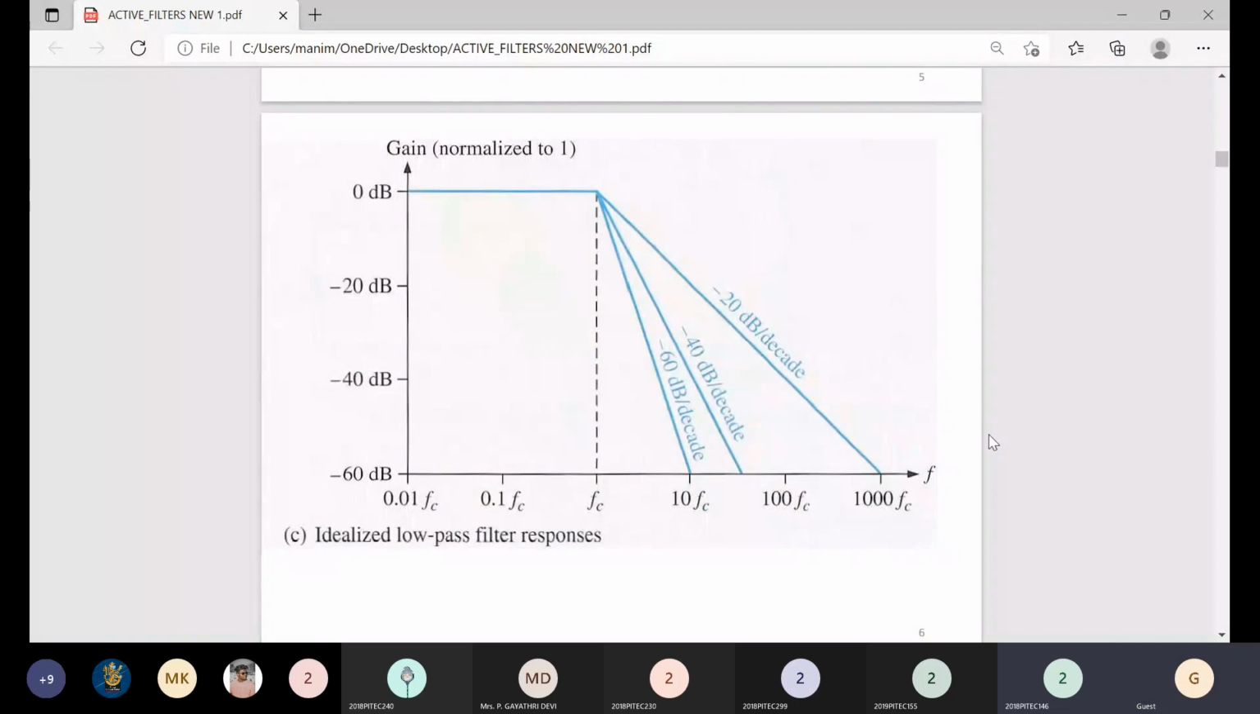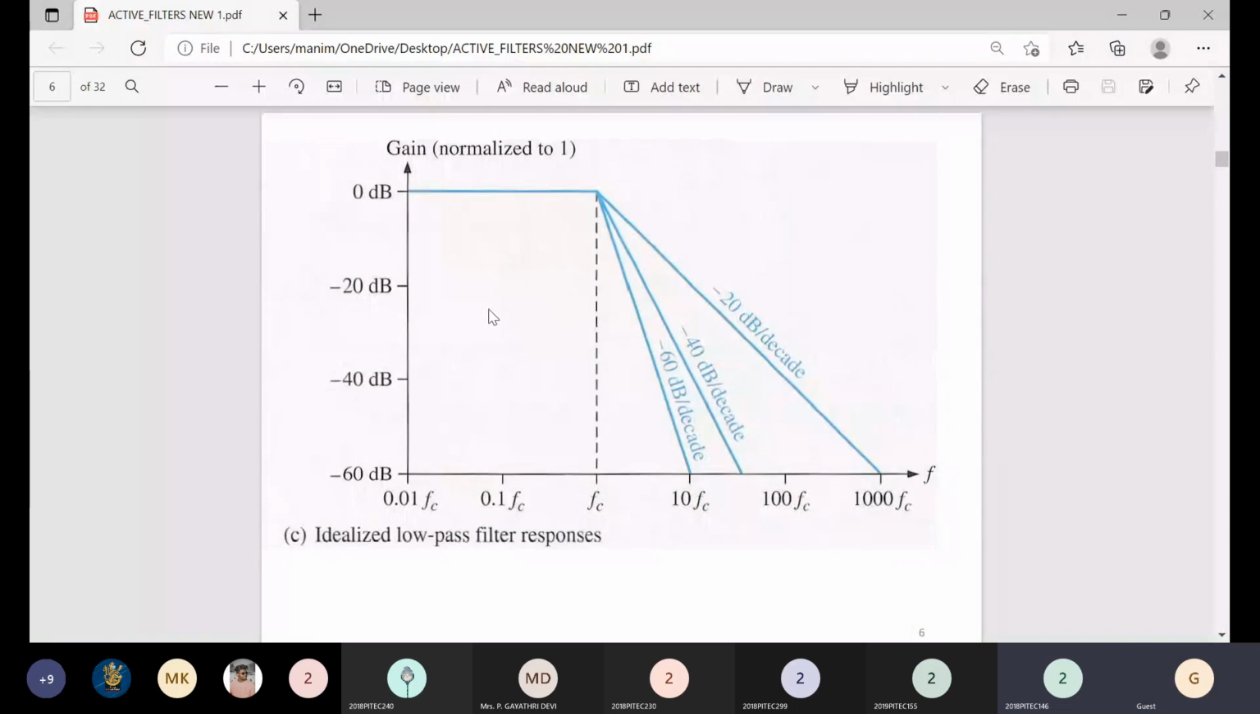From 0 to the cutoff frequency we have maximum gain. But in practical response, at the cutoff frequency the gain is at a particular value, from the maximum 0 dB downward. But in the ideal response, from 0 to the cutoff frequency we have 0 dB.